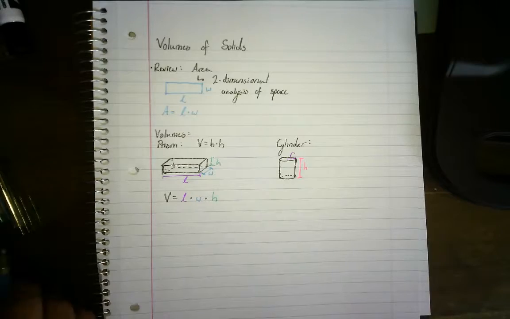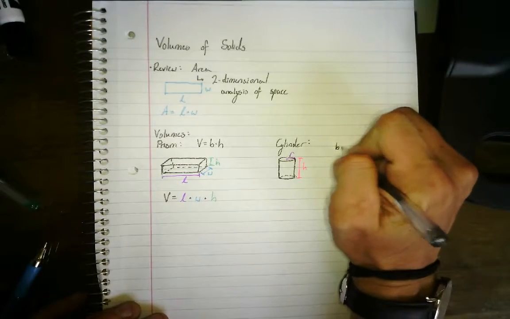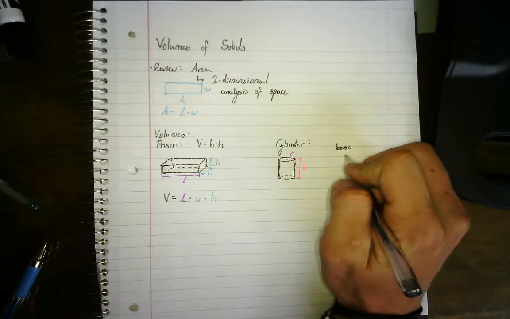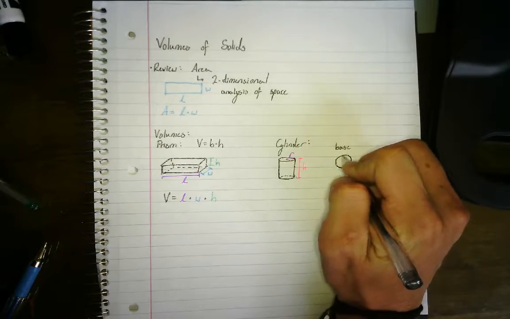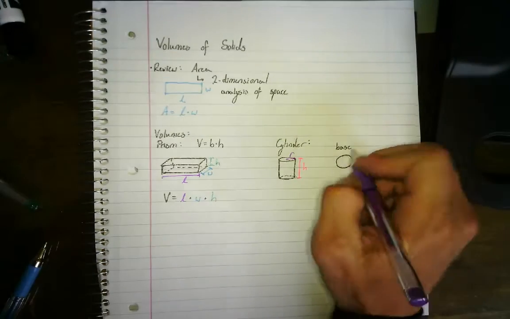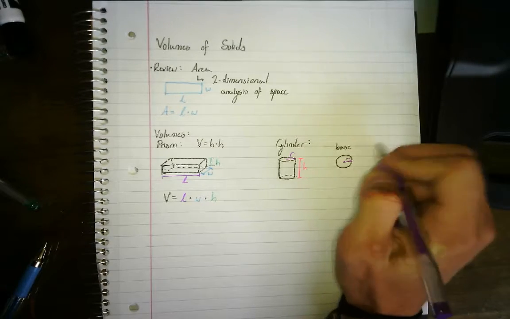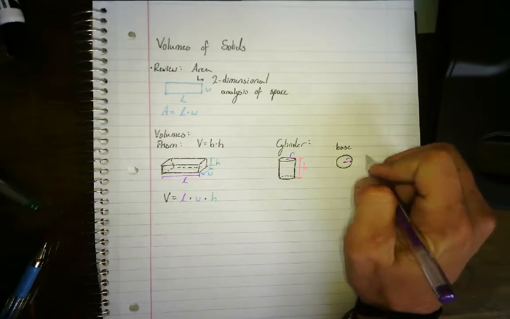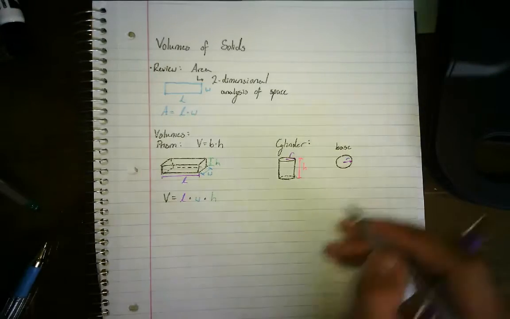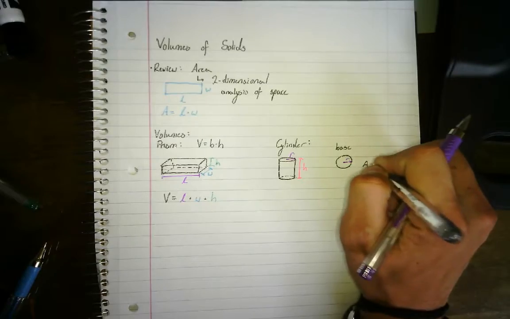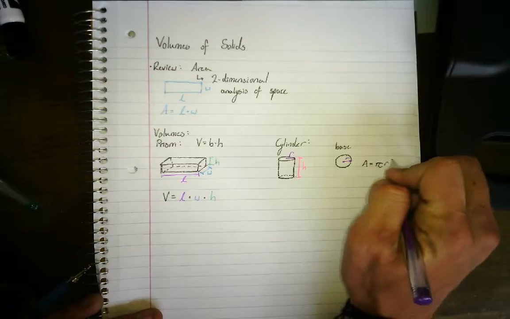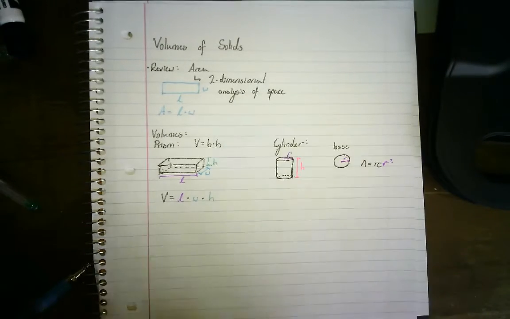If we're looking at this cylinder head on, we're going to find that we actually have a circle. So if we're looking at the area of our circle with radius r, we know that the area of the base is going to be pi r squared. So we have that the area of the base is equal to pi times that value r squared. So now we have the value of our base. Now we just need to multiply that by height.